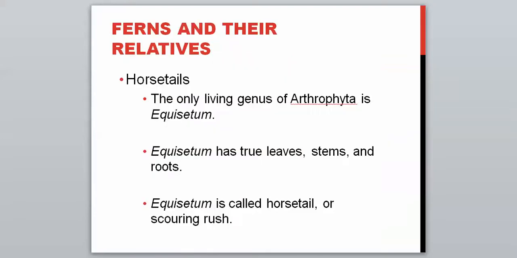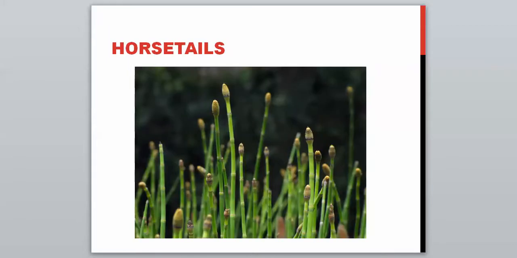And the next one we have is horsetails. There's only one living genus that falls in here, known as Equisetum. It has true leaves, stems, and roots, just like the other members of this phylum, and it's called horsetail or scouring rush. So I think the most important thing you need to know about horsetails is there's only one living genus, and here's what they look like.